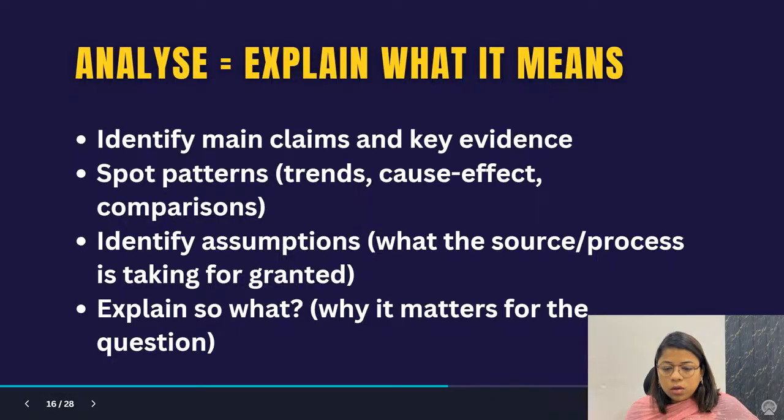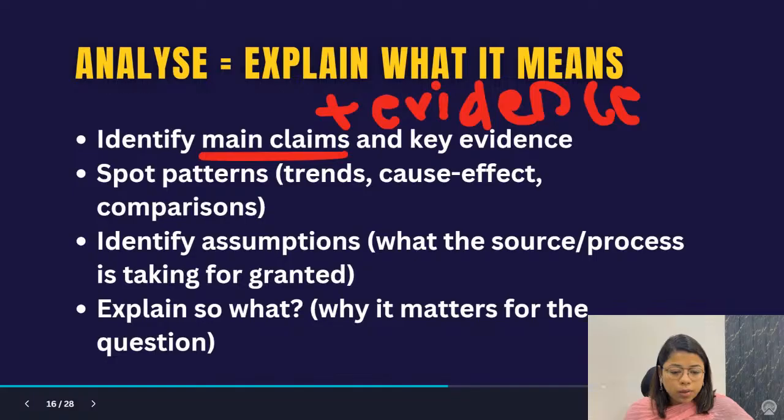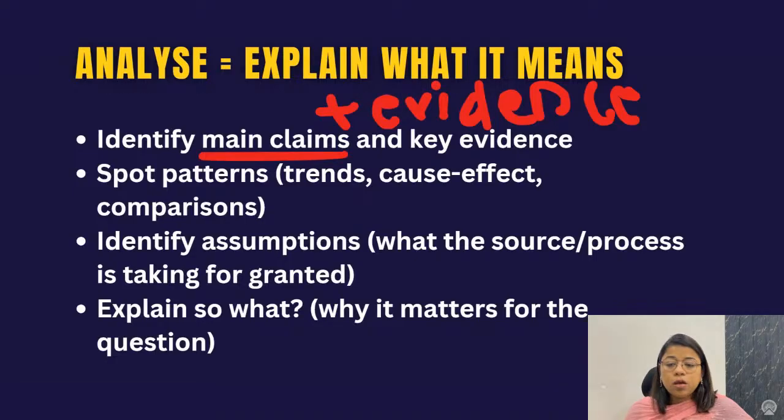So the main claim is, okay, I can write it. It can be in the form of data, facts, figures, numbers from the sources. So identify the main claim, that is your first step. Spot patterns, that is examples. We will understand how to spot patterns in different sources. What is the exact formula to spot a pattern?